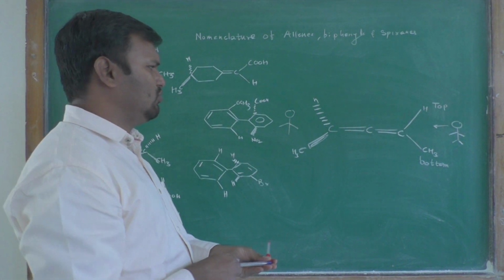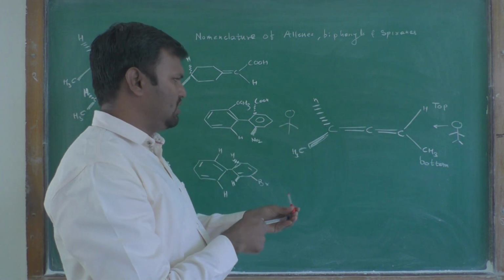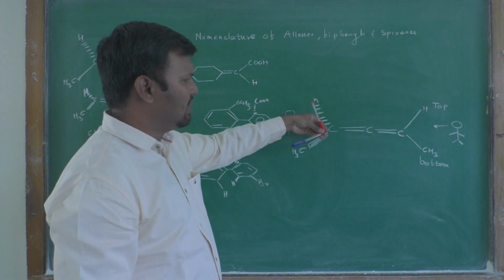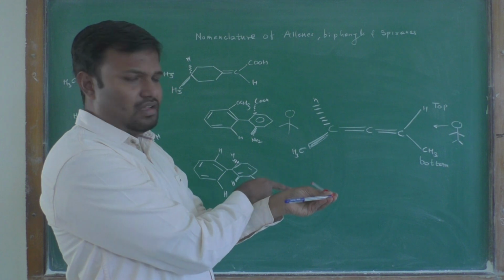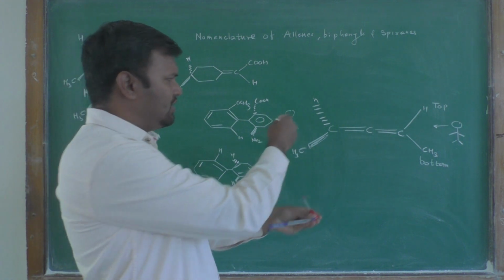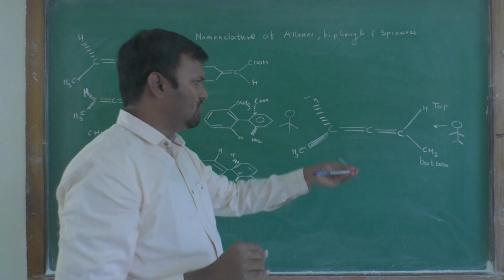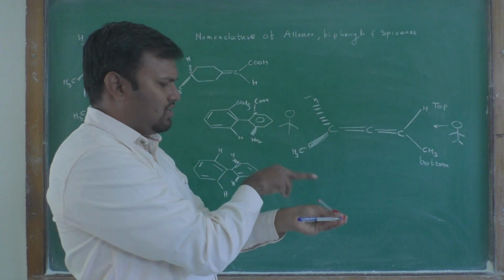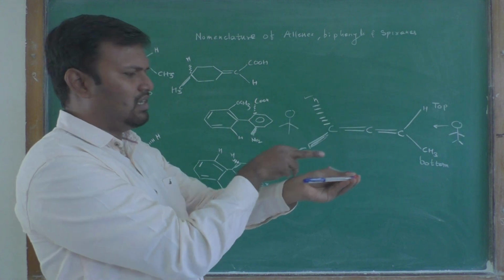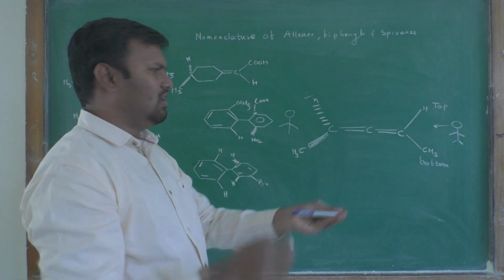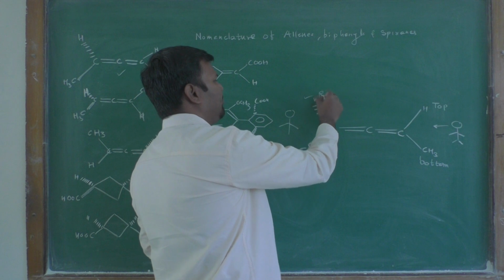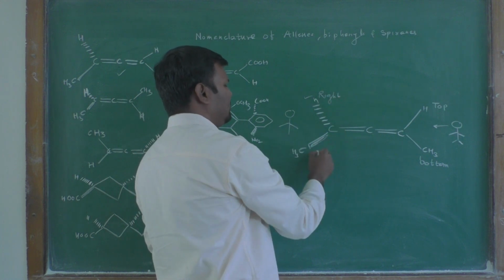When you look at these two, the hydrogen and the CH3, it looks like that. The hydrogen is at the rear, or backside, where the hydrogen is on the right hand side and the CH3 is on the left hand side. This is your right hand side. This is the left hand side.